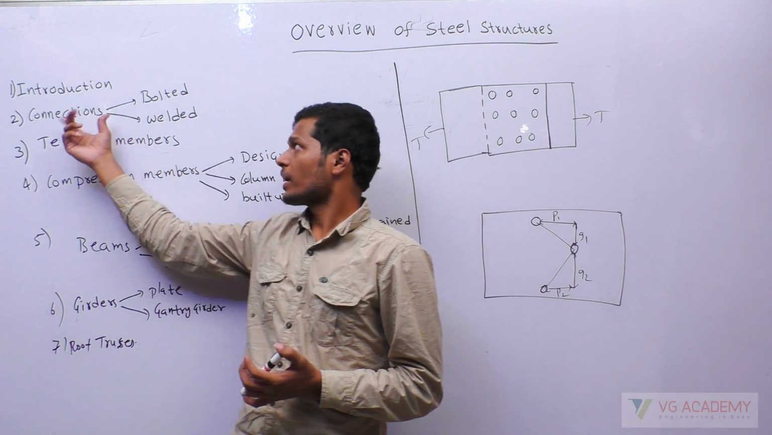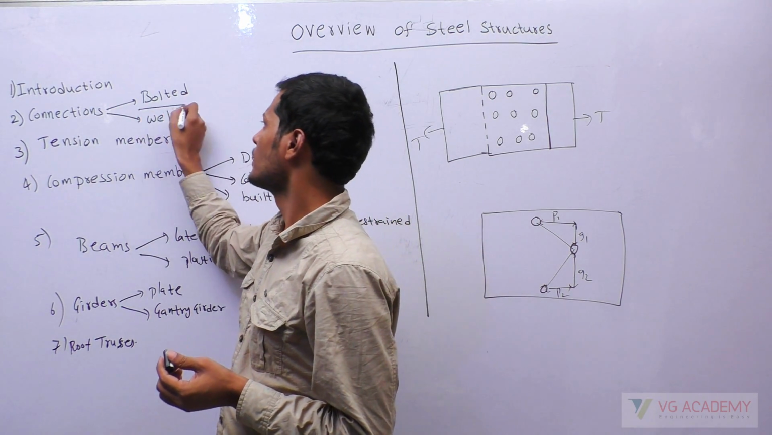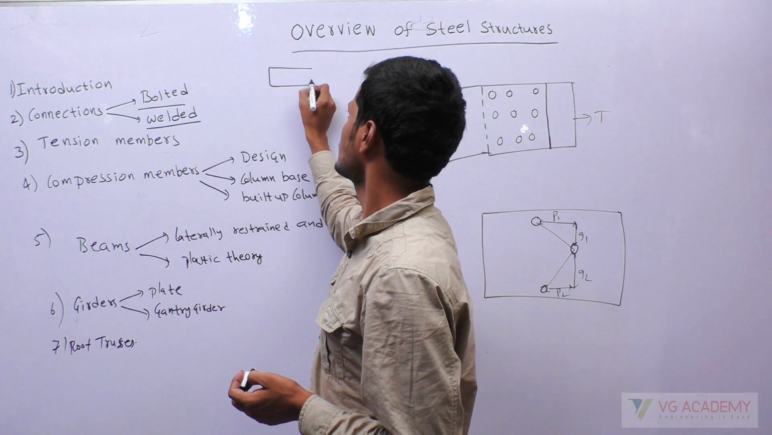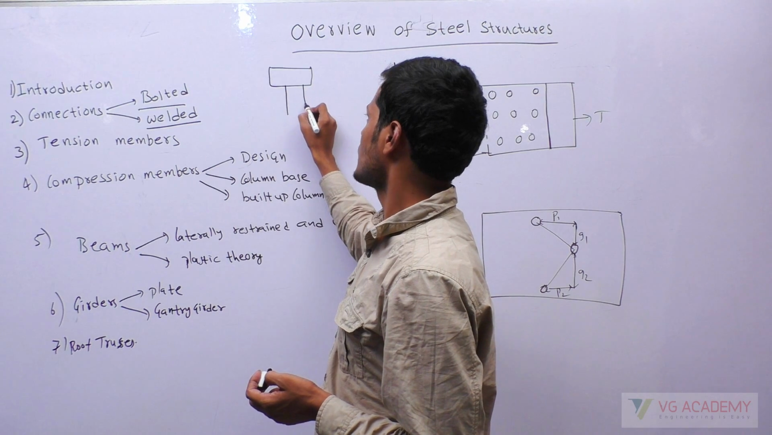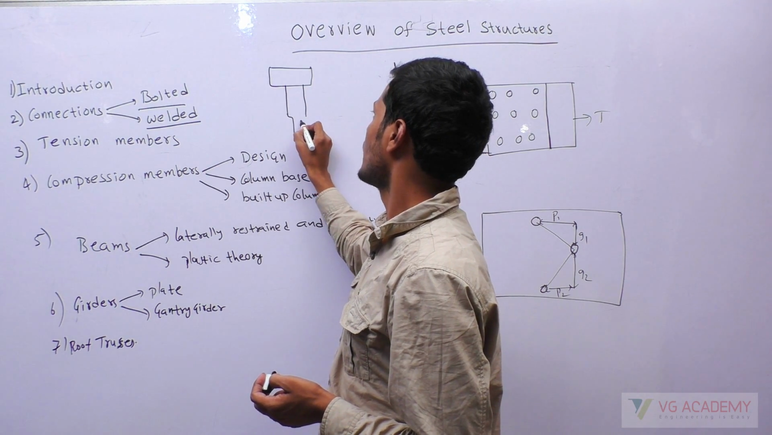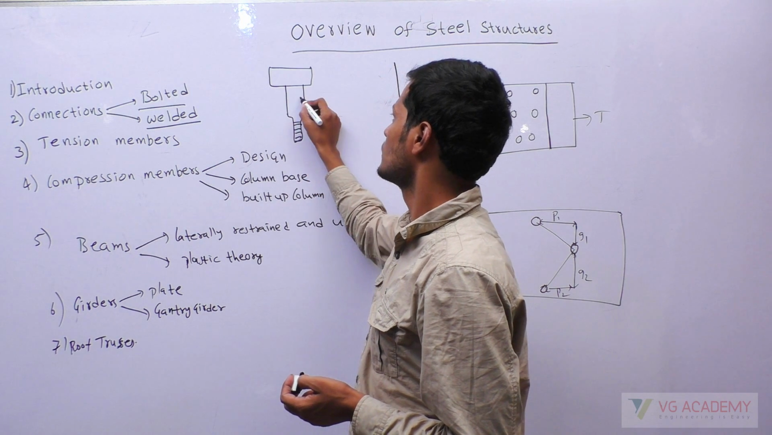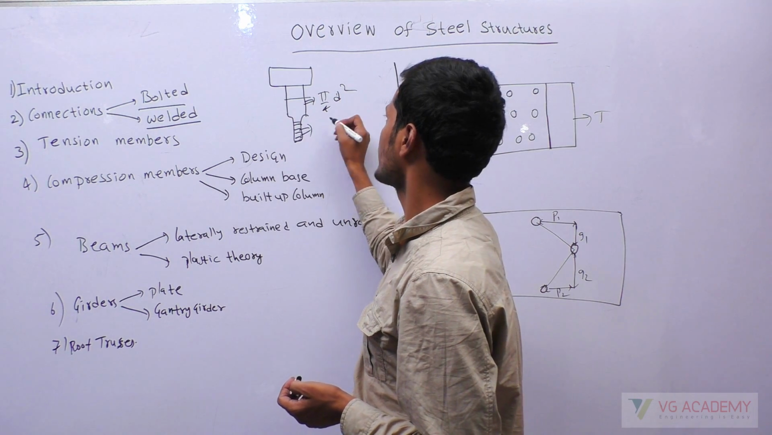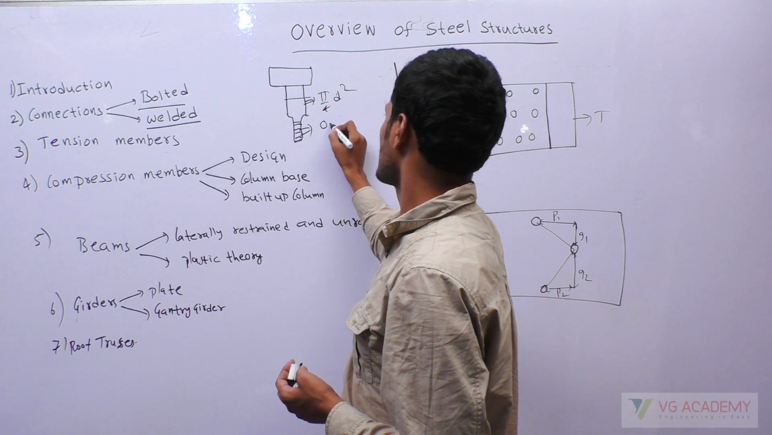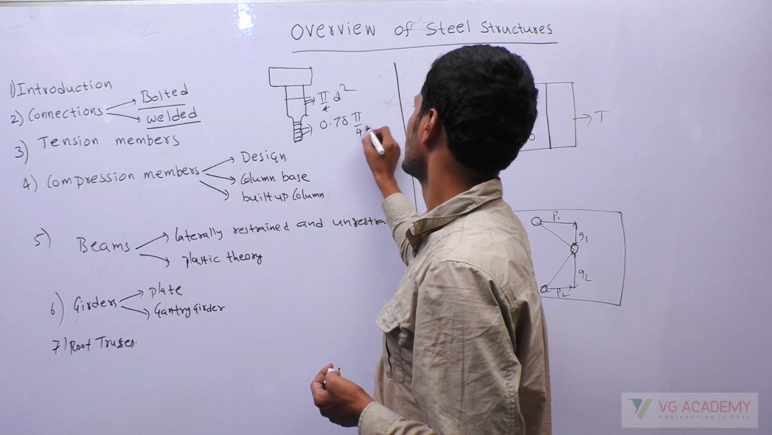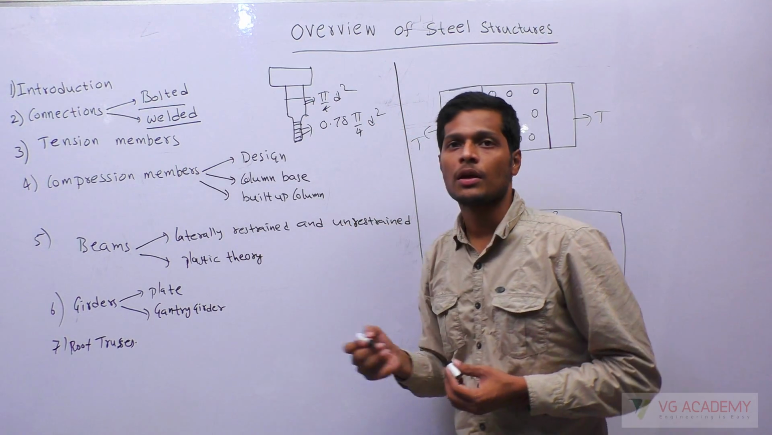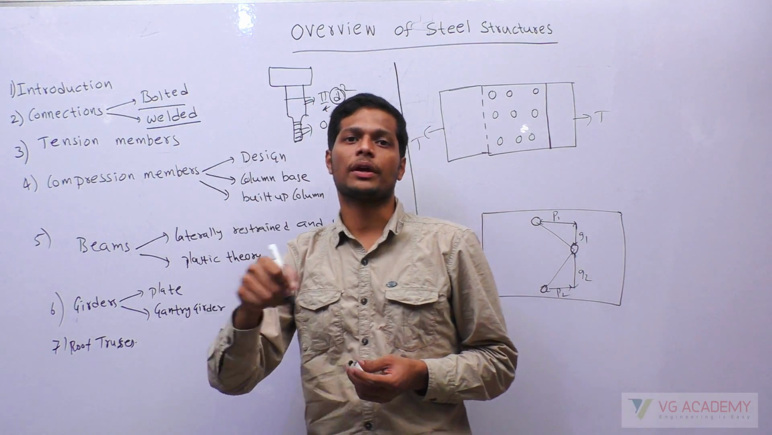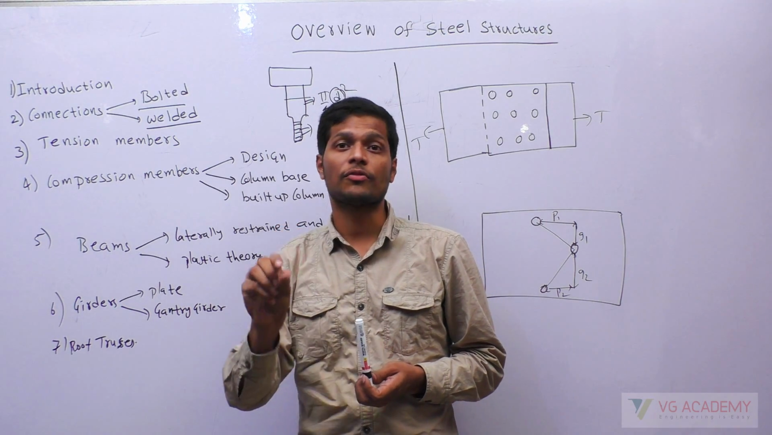Next, coming to connections, we have bolted and welded connections. In the cross section of a bolt, this is the head of the bolt, this is called the shank portion, and you will have a thread portion. This area will be pi by 4 into d square, and this thread area will be 0.78 pi by 4 d square. Here, for a bolt of diameter d, how much bolt hole has to be introduced in the plate, that value is also very important.